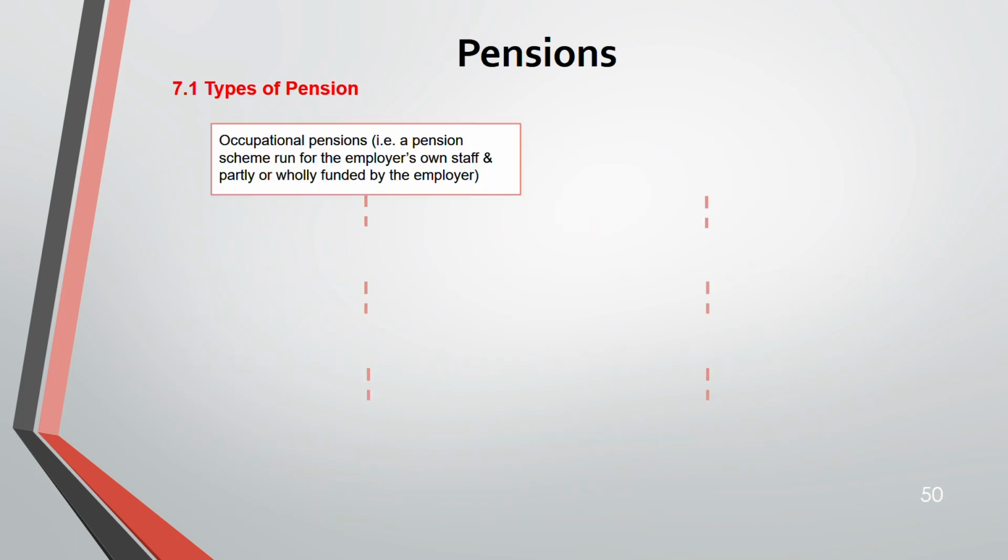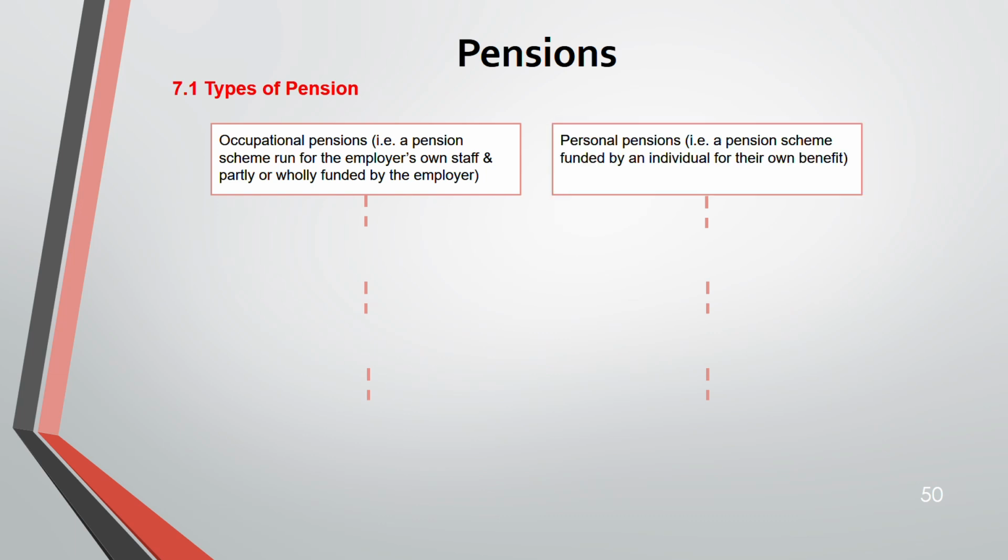So now let us go through this diagram to understand the two types of pension better. Occupational pension: pension run for the employer's own staff. That means the employer is contributing to this scheme for the benefit of the employees. It could be partly or wholly funded by the employer. Why? Because the employee is also going to fund it. Next, personal. This can be funded by any individual.